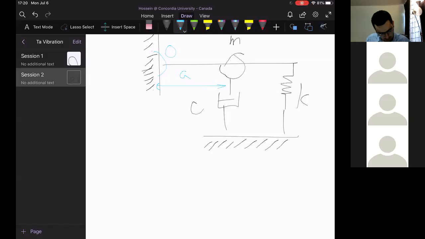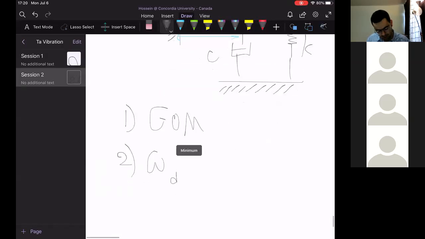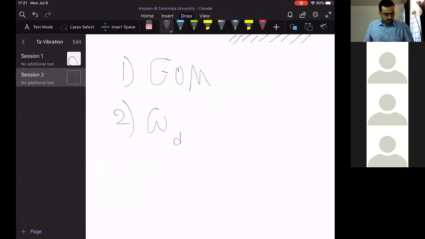So at first, we need to derive the differential equation of motion, and in part 2, we are supposed to determine the damped natural frequency, omega d. And then we have to calculate the critical damping coefficient, C critical, right? So the equation of motion is everything. Once you obtain the equation of motion, the rest is very easy.